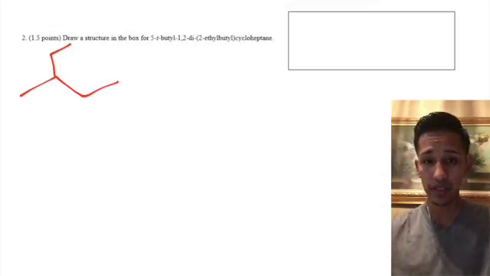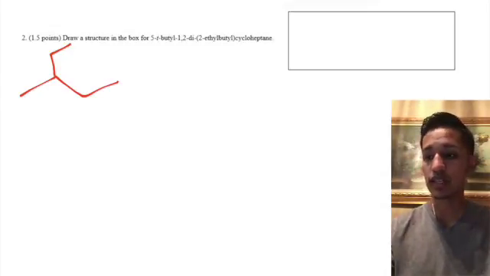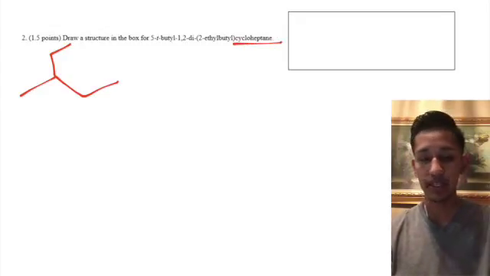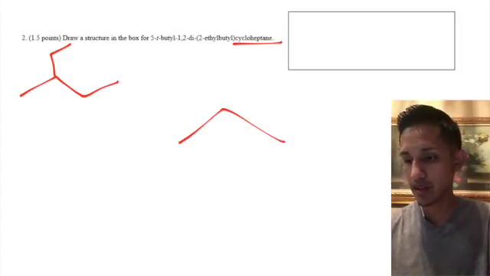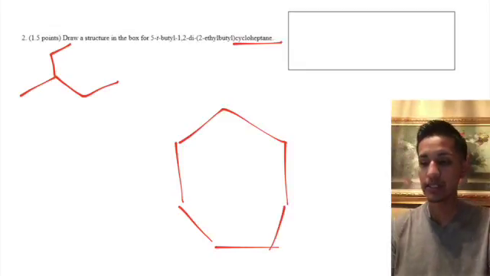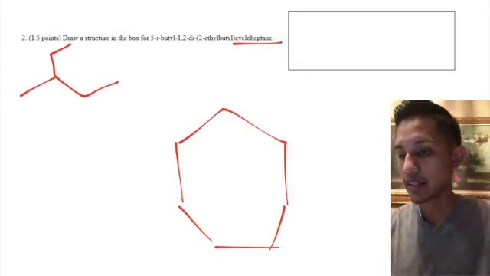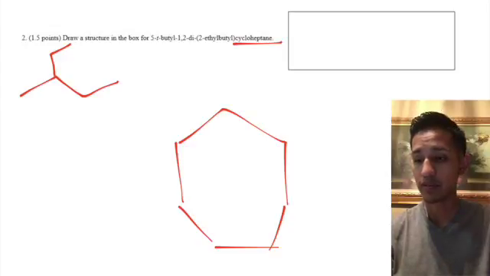So the very first thing I do in drawing out any structure is I look for the base, which would be the cycloheptane in this case. So I'm going to go ahead and draw out my cycloheptane. And these can be kind of tough to draw. So I got my cycloheptane. And now the next thing I'm going to do is look for my number one branch.